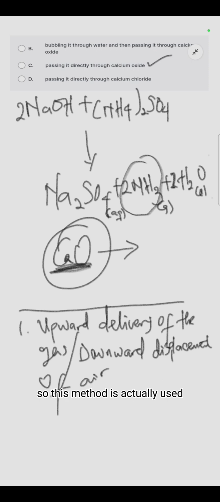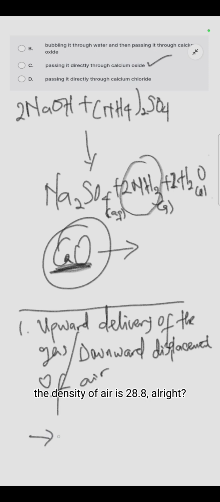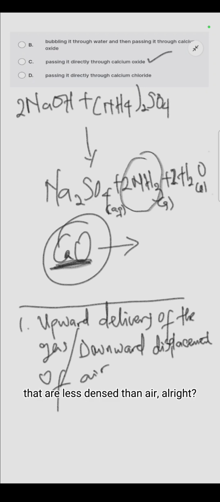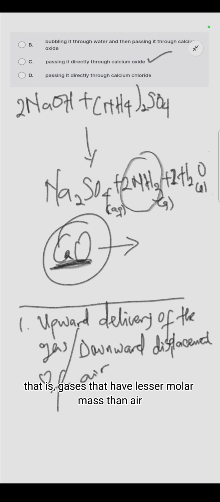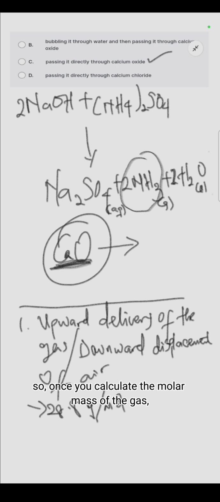This method is actually used for collecting gases that are less dense than air. What is the density of air? The density of air is 28.8. All right, that is gases that have lesser molar mass than air. The molar mass of air is 28.8 gram per mole. So once you calculate the molar mass of a gas and it's lesser than 28.8, it means the gas is less dense than air. And if it is more than 28.8, definitely it means it's more dense than air.